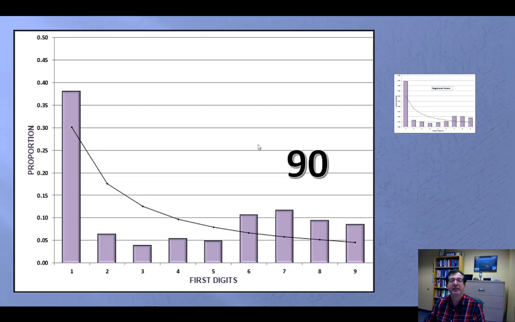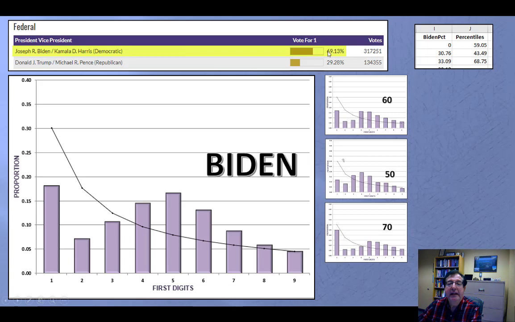Mr. Biden, although his vote percentage was an average of 69%, his median was 60%. And with a median of 60%, this graph over here, the 60% graph, is going to be the dominant graph. It's going to look pretty much like this. However, it was 60%, and we can see it went up to nearly 70, and it also went down a bit. These are the percentiles.